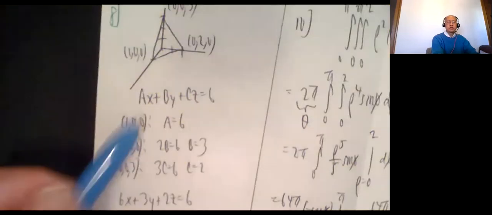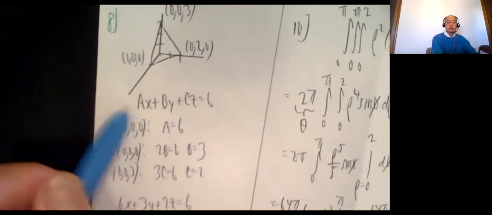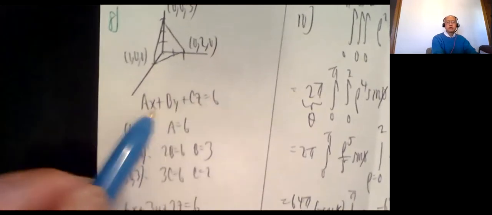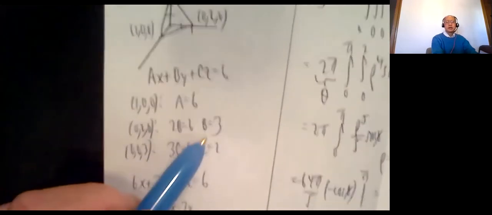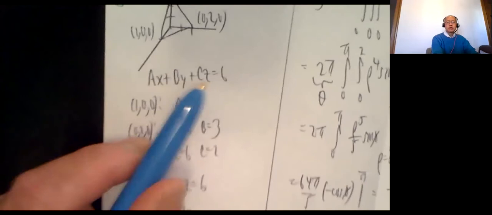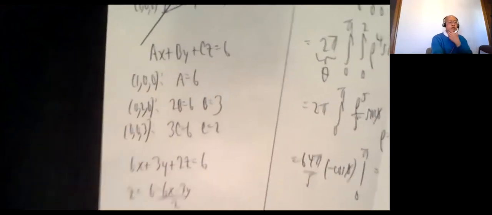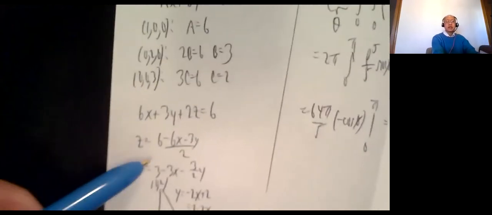And you plug in (1, 0, 0): a is 6. (0, 2, 0) means 2b is 6, b is 3. (0, 0, 3) means 3c is 6, c is 2. So 6x plus 3y plus 2z equals 6. A little bit of algebra. z is (6 minus 6x minus 3y) divided by 2.